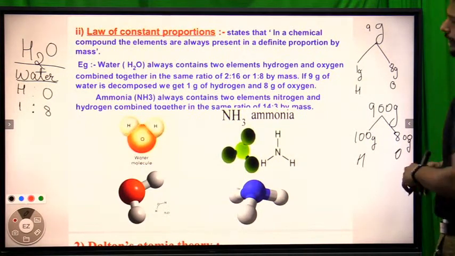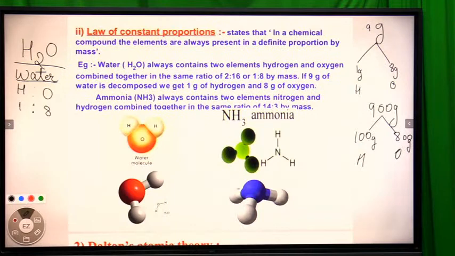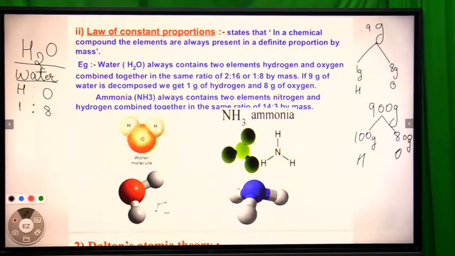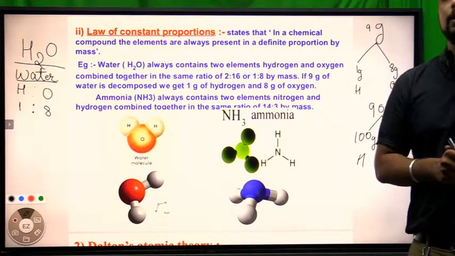Whatever compound we are taking, compounds we have studied in chapter number 2, are basically formed when two or more elements combine together. So these are two elements, hydrogen and oxygen, and when they combine together they make a compound, and in a compound the ratio of their mass is always proportionate. We have seen here by this example of H2O, water.